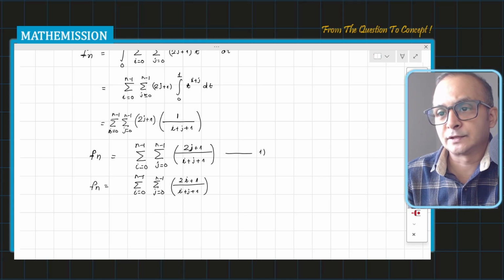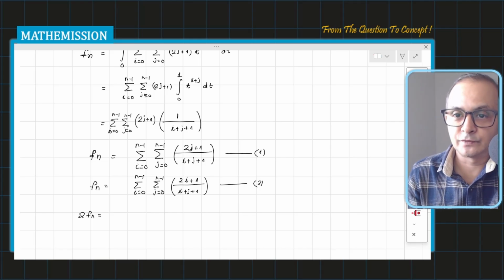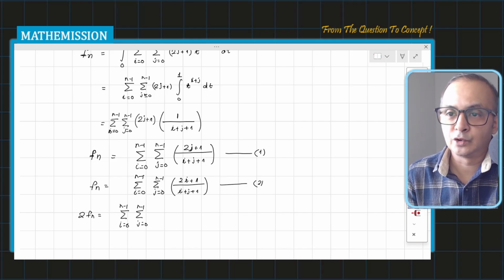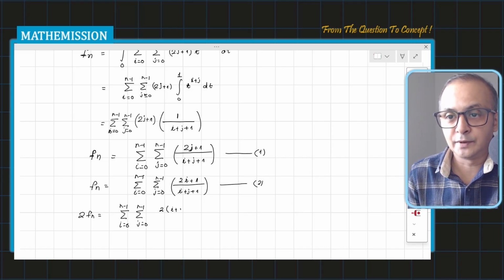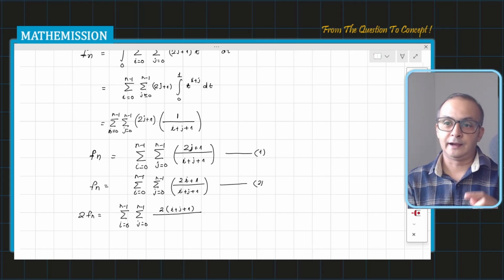How can we sum? Let's say this is the first one and this is the second one. I can add them together, so we get twice Fn. Since they are summations of the same index running from the same start to the same end, I can write the summation i goes from 0 to n minus 1, summation j goes from 0 to n minus 1, and then you are adding the numerators because the denominator is the same. So we get 2j plus 1 and 2i plus 1, which gives twice of (i plus j) plus 2.